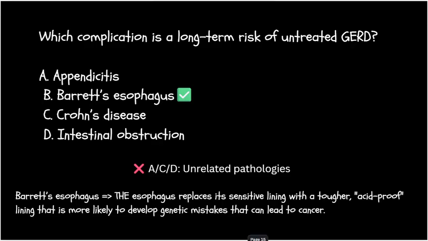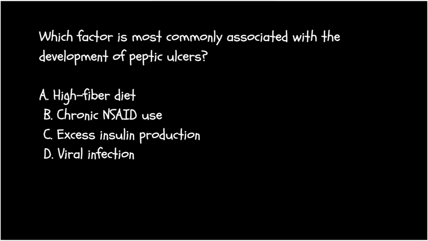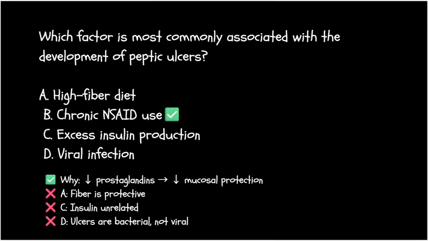Okay? Next question. Which factor is most commonly associated with the development of peptic ulcer? High fiber diet, chronic non-steroidal anti-inflammatory use, excess insulin production, and viral infection. Which one do you think it is? Yes, non-steroidal anti-inflammatory. Why? Because maybe you learned about this in pharm, this kind of medication reduces something called prostaglandins, which are pretty much the protectors of the mucosa in your stomach. No prostaglandins, no mucosa protection.